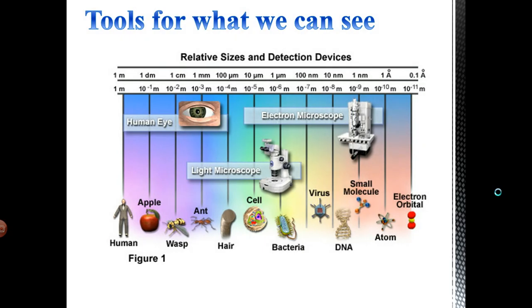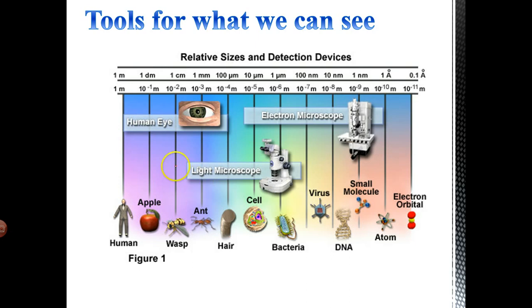Microscopes are tools for what we can see. Take a look at this infographic. If you start back here, you're looking at the largest item that we can see. Humans. Anything from the size of a human, and obviously bigger than a human, down to the size of a hair we can see with our human eyes without needing any sort of tool to help us see them.